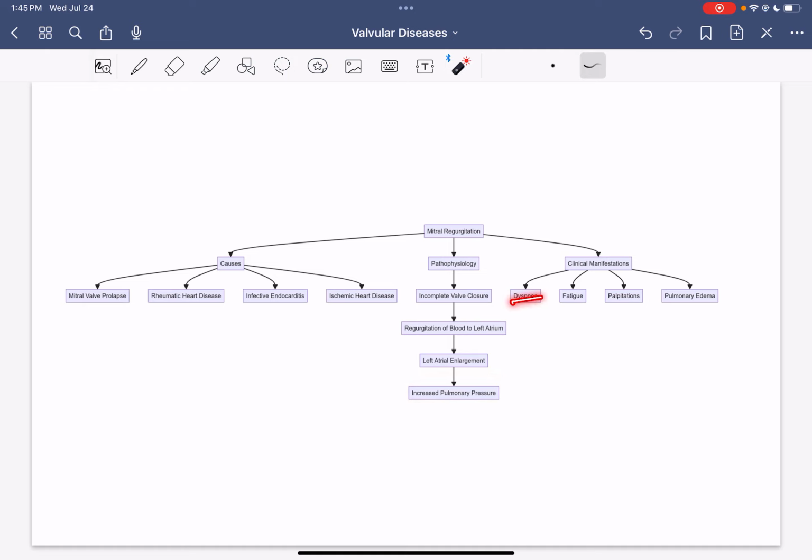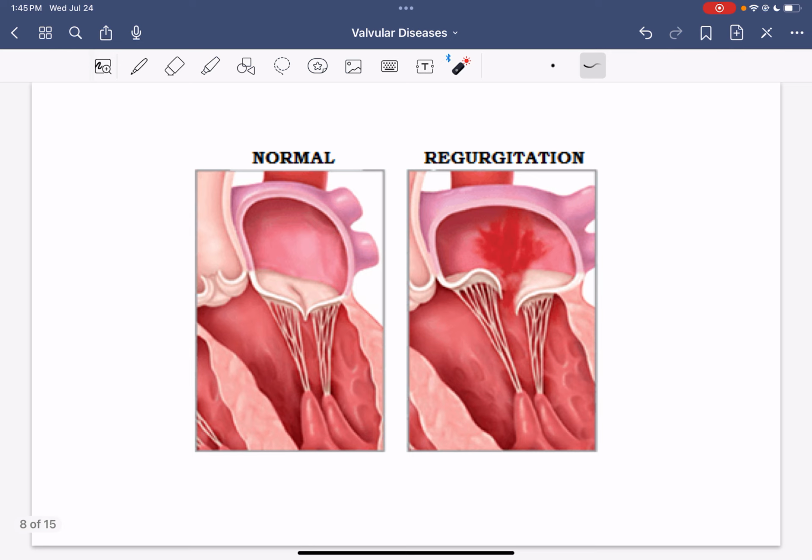Okay. Now what about the clinical manifestation? You have dyspnea, fatigue, palpitation, and pulmonary edema because of increased pulmonary pressure. See, this is a pictorial representation of what a mitral regurgitation is. See, this is a normal mitral valve, does not allow leaky backflow of blood into the left atrium. But here you can see a prolapse is there.